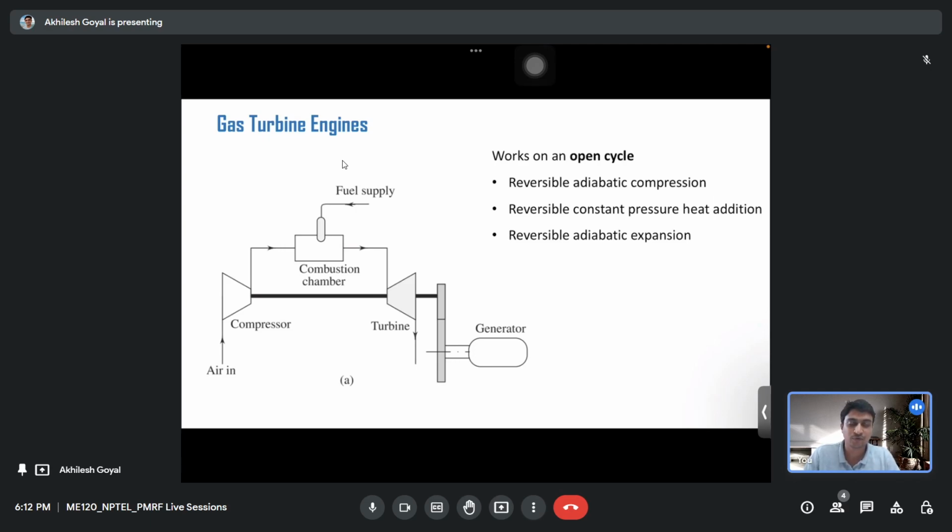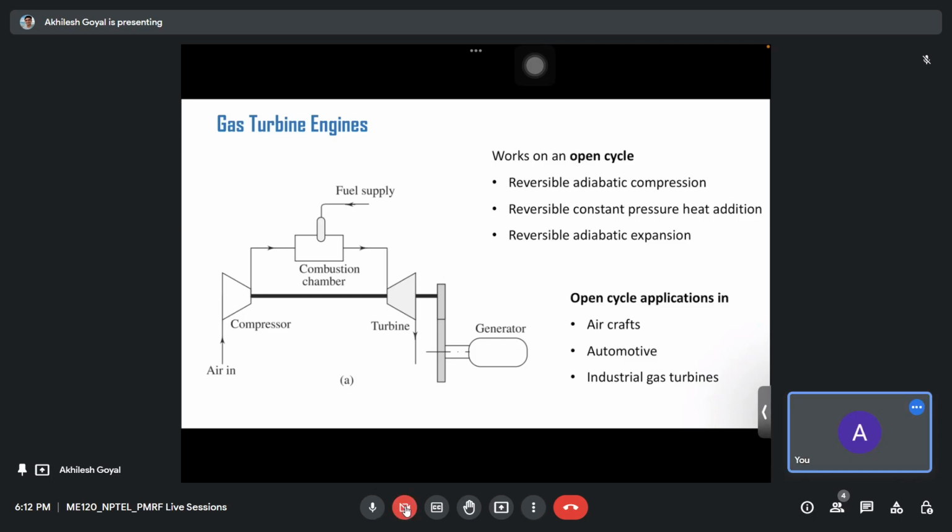The air comes from one end, it gets compressed reversibly adiabatically, the fuel is added to it, the constant pressure heat addition is there, then adiabatic expansion happens, and then these combustion products are thrown away into the atmosphere. So this doesn't complete the cycle, that's why it is called an open cycle. Okay, so this open cycle has application in aircraft, automobile, or sometimes industrial gas turbines as well.